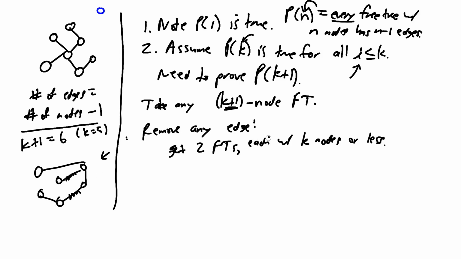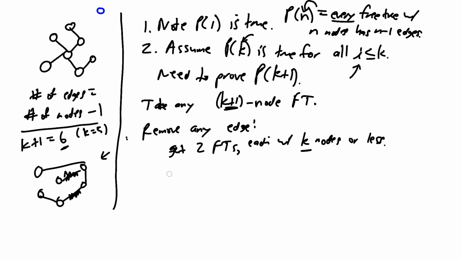And obviously each side is going to have K nodes or less, right? Because we started with K plus 1 nodes, which was 6 in our case. Clearly, no matter how we divide this, each side is going to have 5 or fewer nodes, right? If we remove this one, we have 1 with 5 and 1 with 1. If we remove this one instead, we have 1 with 2 and 1 with 4. We're always going to get something with less than 5 on both sides, right?